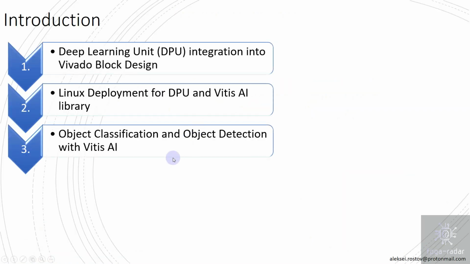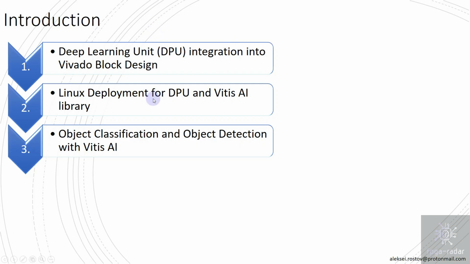So the lesson covers three main essential questions for the Vivado flow approach. First of all, it's deep learning unit integration, deep learning engine integration into a Vivado block design, where I will explain how to set the deep learning unit correctly for your certain Zynq UltraScale+ device, how to connect it to the processing system, and what kind of clock domains should be used.